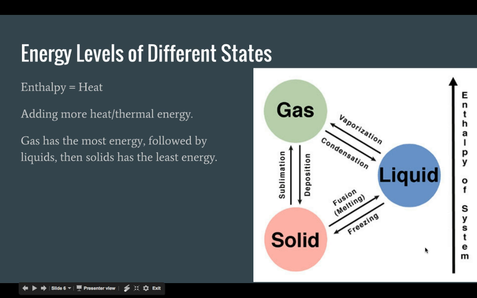This graph kind of helps out a little bit too to think about it. Enthalpy is another word for heat energy. So by adding more heat or thermal energy, we get to our different stages or phases, states of matter. You notice here, according to this graph, gas has the most enthalpy or heat, which means it has the most thermal energy, which means those particles are moving the fastest and they're not close together anymore. Then we can go down a little bit. A liquid has a medium amount of thermal energy, and then solids have the least amount.